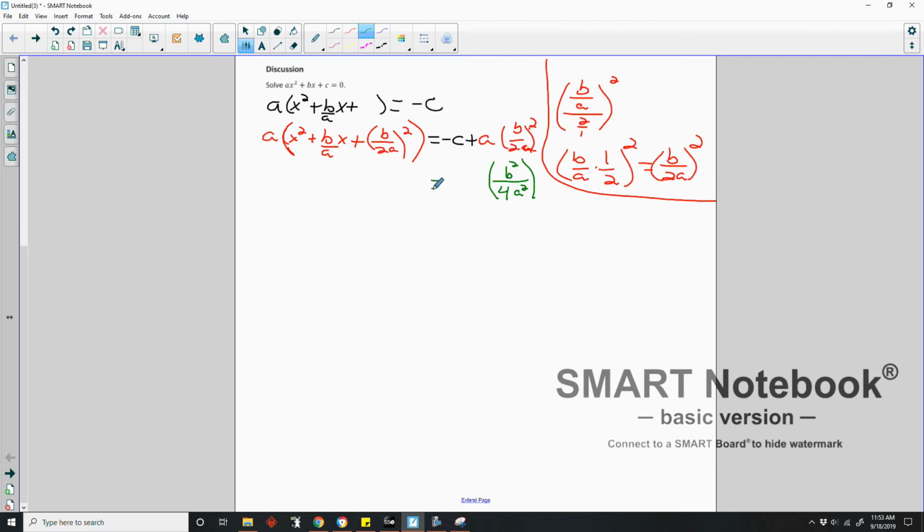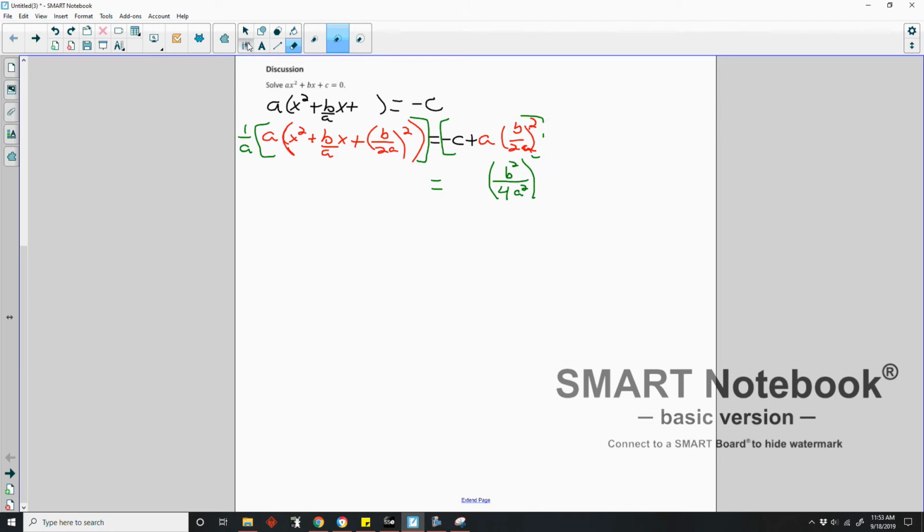And then we wanted to also multiply both sides by 1 over a. So if I multiply this whole thing by 1 over a, and I multiply this whole thing by 1 over a, all right, what's going to happen? Okay, so if I multiply 1 over a times a, it goes away. So the a is gone, leaving me with x squared plus b over a plus b over 2a quantity squared. Okay, so that just got rid of this here.